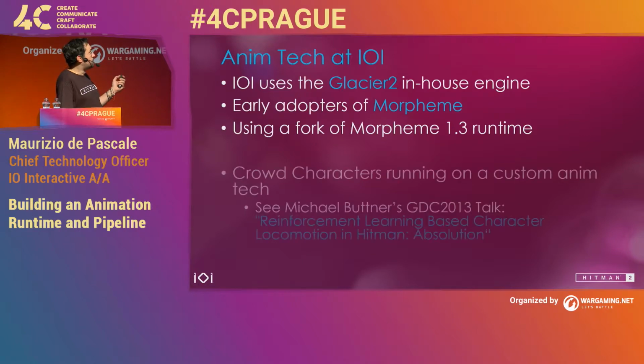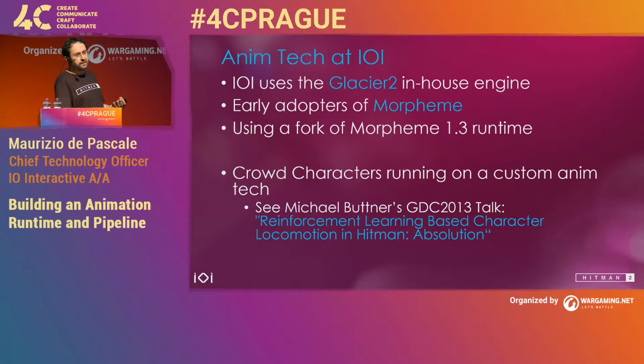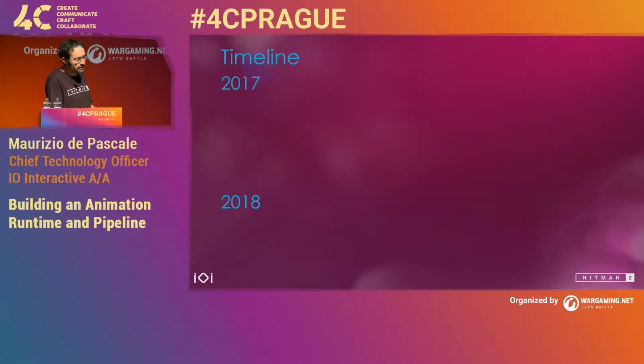We use this for our hero and for our NPCs, and then we have a separate tech stack pretty much for our crowd. You can find the details about the crowd animation in this talk from Michael Butner from GDC. So this is pretty much the tech that we used up to this point, and even on Hitman 2. It's okay, but it's showing its age. It's really starting to feel like a constraint. So we really wanted to prepare for future titles to do something new.